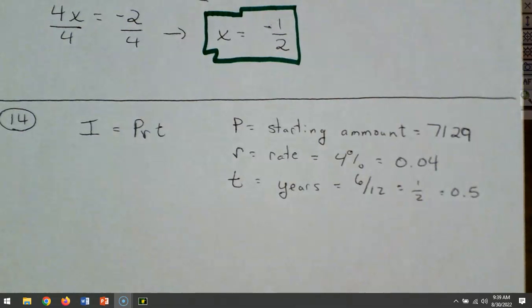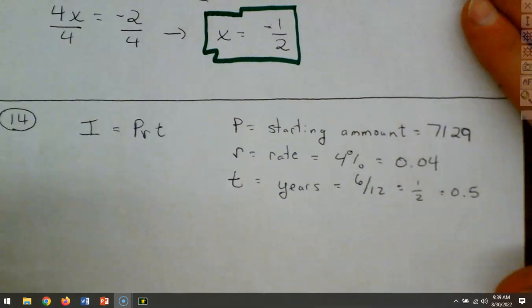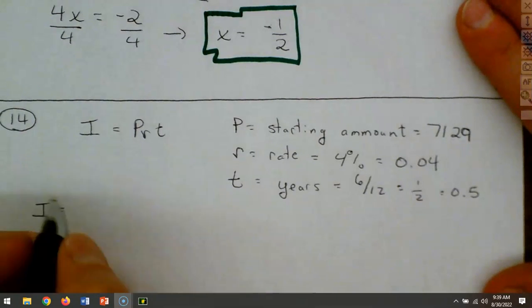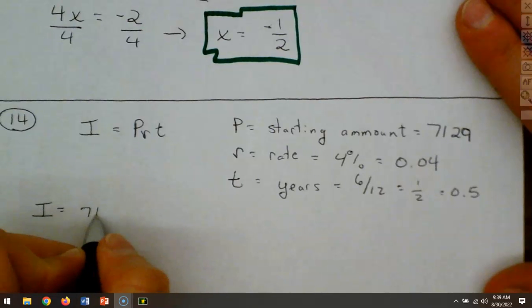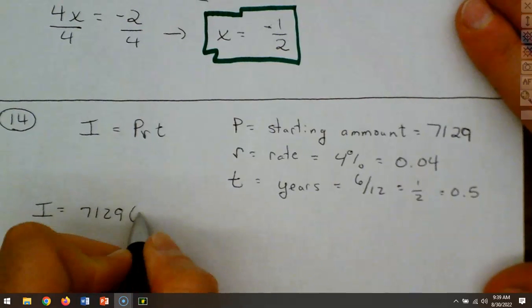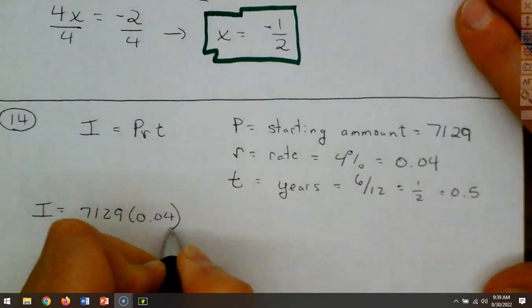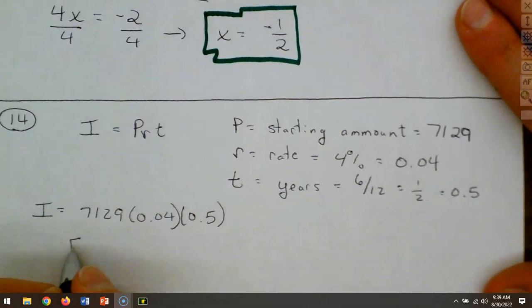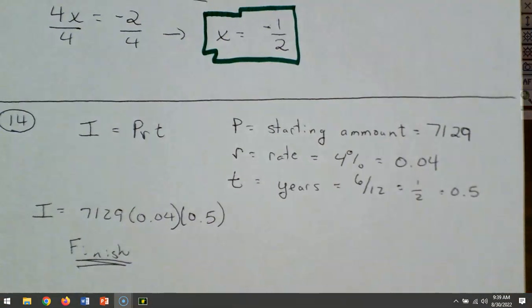So is everyone okay with how I got the pieces on that? And you can either use a half or 0.5. Either way will be fine. And now we're going to go ahead and plug in our values. So to find our interest, all we have to do is multiply these together. I'm going to leave this for you to finish. But you've got most of it worked out.